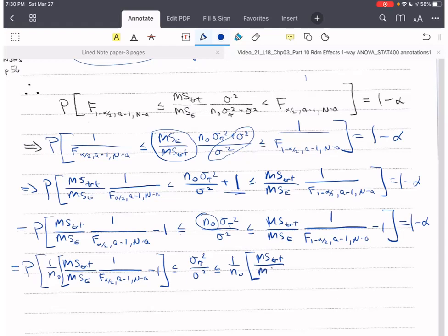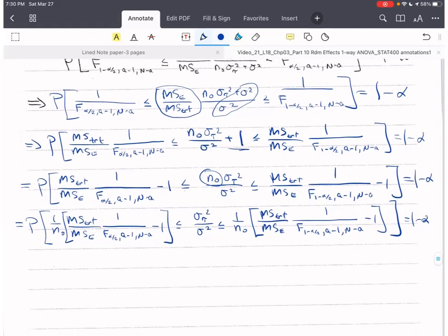MSTRT over MSE. And then I have F of 1 minus alpha over 2, a minus 1, n minus a, minus 1, and then I have the overall bracket, 1 minus alpha, is the total probability still. So algebraically rearranging what's inside the probability function does not change the probability. Okay, so this gives us a confidence interval for sigma tau squared over sigma squared.